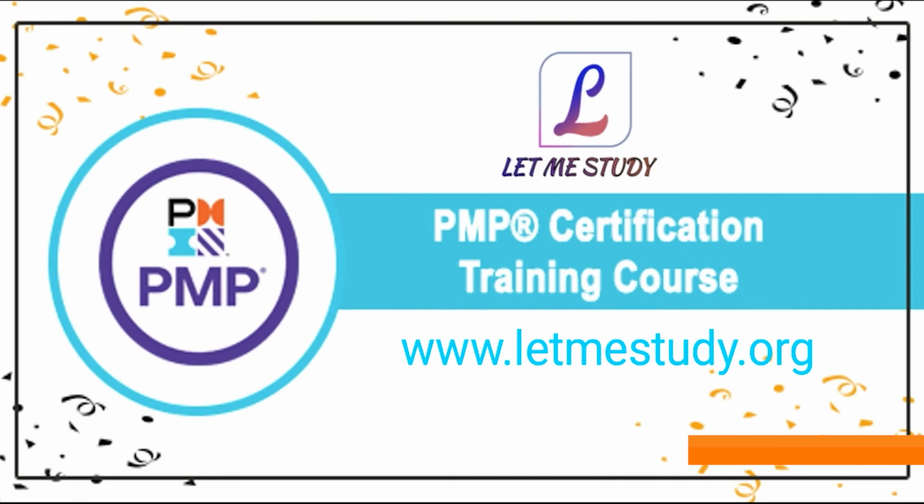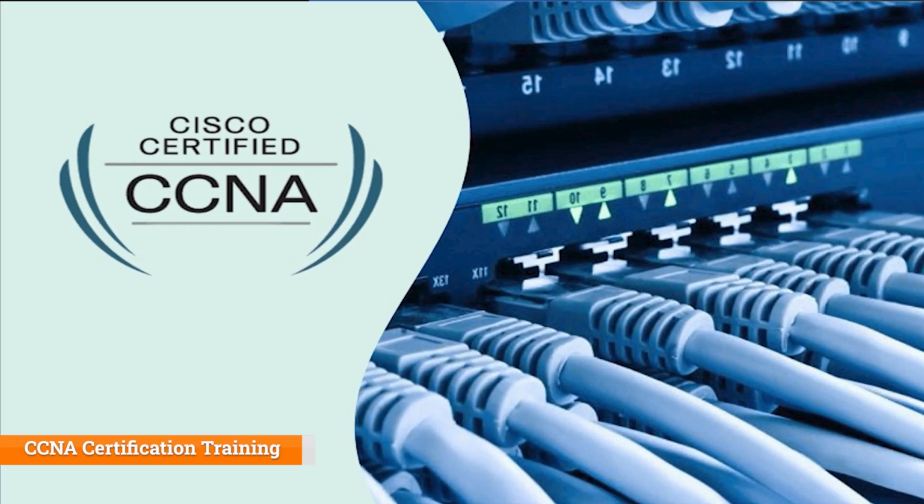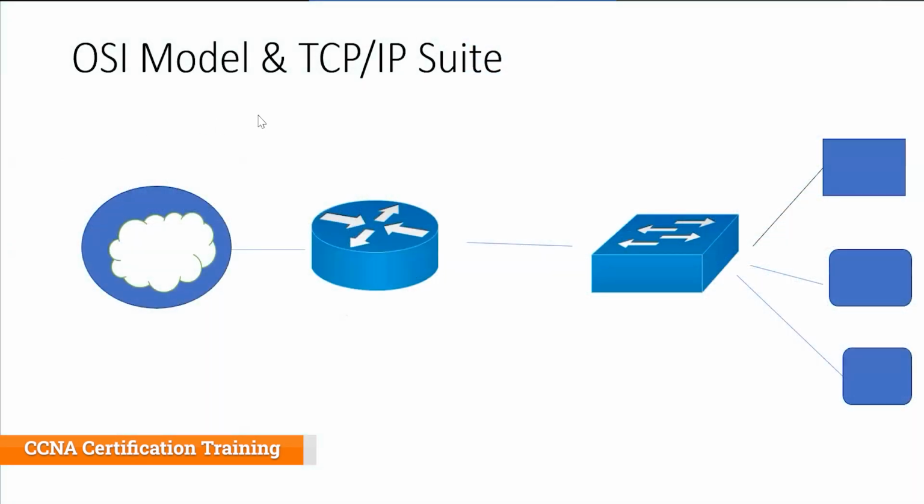So when we come to manage project artifacts, right, what is the actual literal meaning of artifact? Okay, so it's not kind of products, and maybe we can say like some deliverable. These are two networking model. One is OSI model and other is TCP IP soup. So these two models, these are logical models.